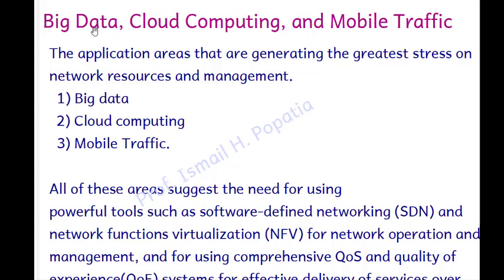Now that was regarding the types of traffic. Next we come to the contributors of modern networking. We already covered this previously, but there is something left: big data, cloud computing, and mobile traffic. We'll just see a brief review of these. The application areas that are generating the greatest stress on network resources and management are these three. They have put enough pressure on the networking resources, and of course the management also becomes very tedious. The first is big data, then cloud computing, and mobile traffic.